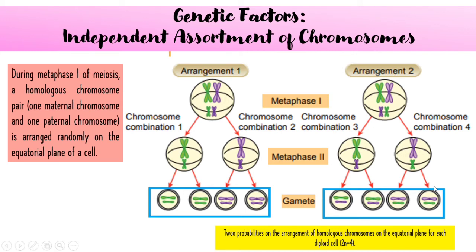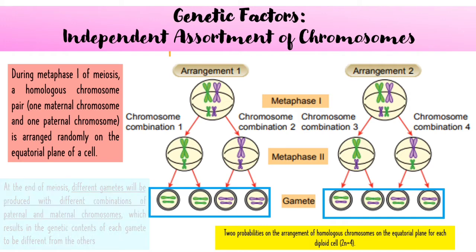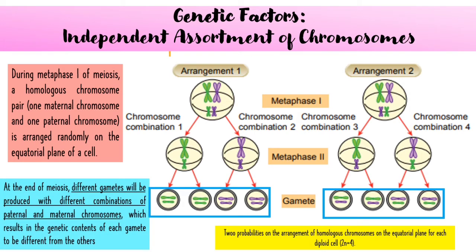So this is arrangement number 1, and then this is arrangement number 2. So this arrangement will produce two probabilities of arrangement, and this probability will cause variation. At the end of meiosis, different gametes will be produced with different combinations of paternal and maternal chromosomes, which results in the genetic content of each gamete being different from the others.